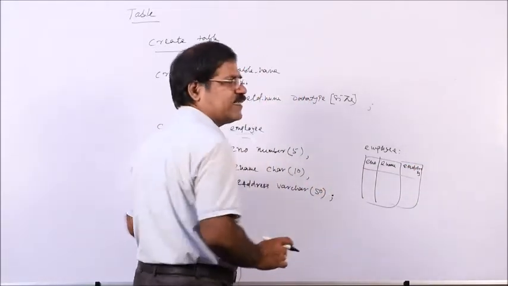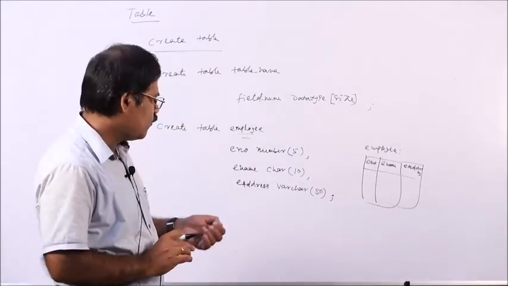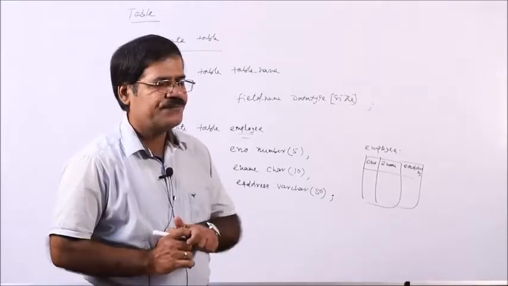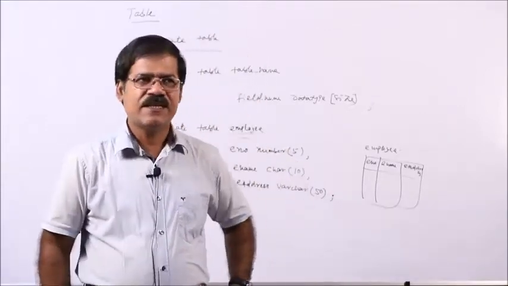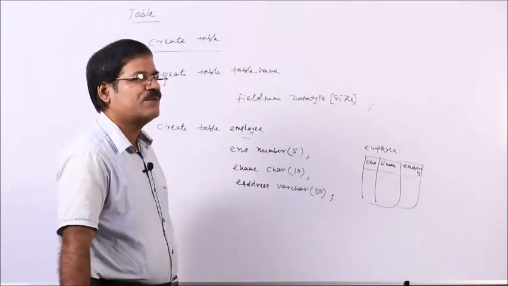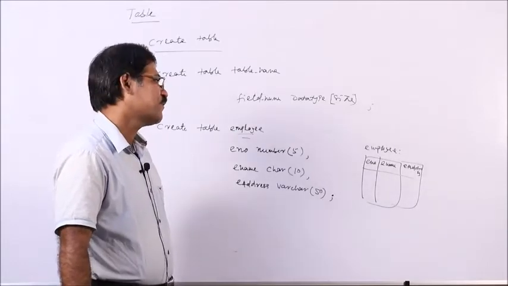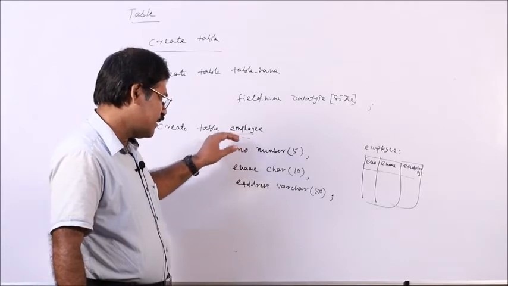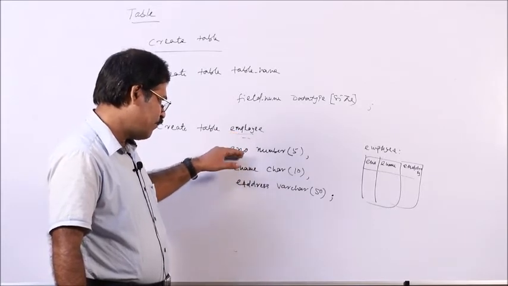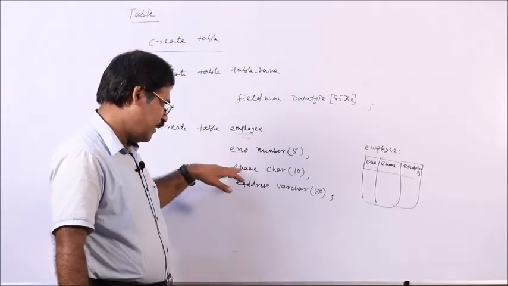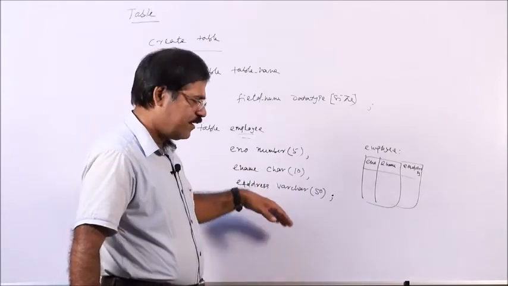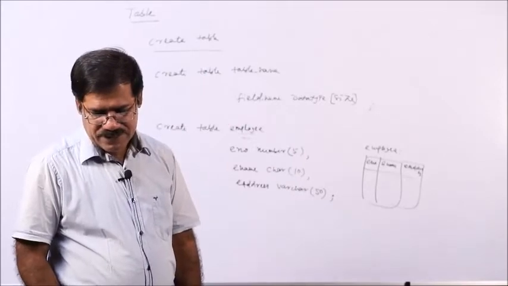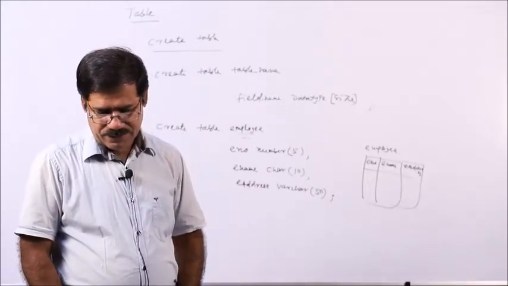Semicolon indicates the end of the statement. If the syntax is correct, it will show you that the table is created, but it is not visible to you, it is created in memory. Okay. So, in the name of employee, a table is created. This table has 3 fields: employee number is of number type, employee name is of character type, employee address is of variable character type.